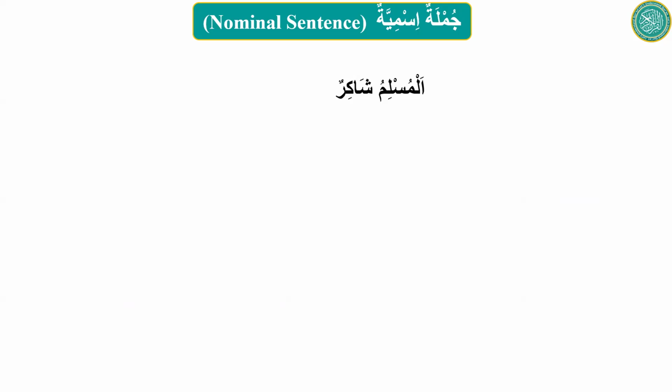So let's do this. Al-Muslimu Shakirun. The Muslim is thankful. Al-Muslimu is the first ism. This is a jumla ismiya, and this is rafa status. Shakirun means thankful, the one who is thankful. Shakara yashkuru, Shakirun, ismul fa'il. The Muslim is the subject, thankful is the predicate. If we label it, al-Muslimu is mubtada, Shakirun, a common noun, is khabar.